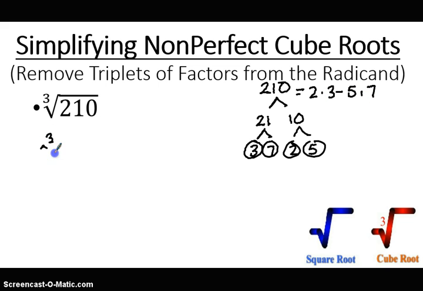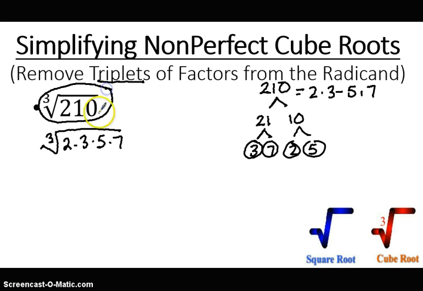So we'll rewrite the radicand as its prime factorization. 2 times 3 times 5 times 7. Now, step 2. Look for any triplets of factors. Does this have any triplets of factors? No. Now, that's okay. All that means is it was already simplified. You cannot simplify this one any further. So the cube root of 210 is already simplified.